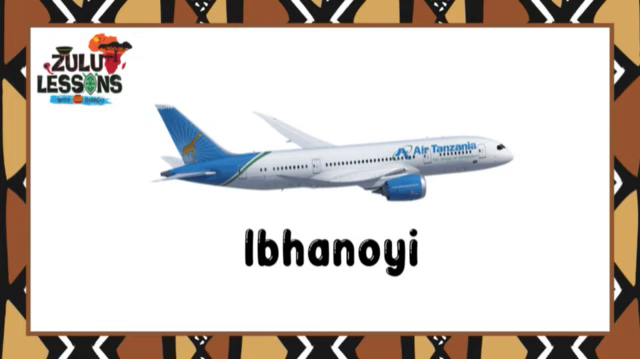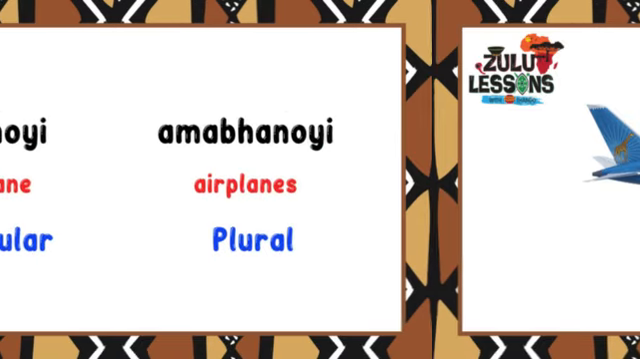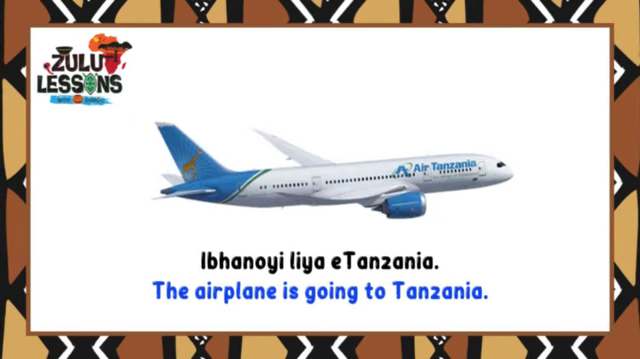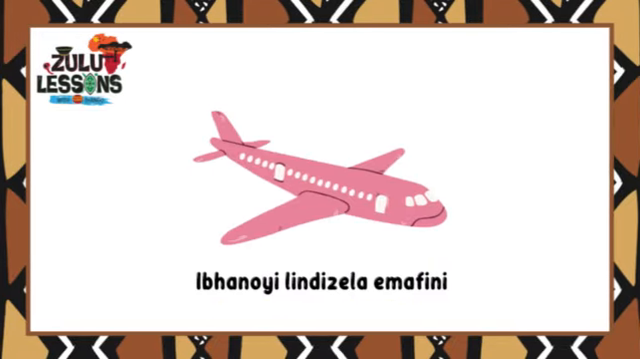An aeroplane is ibhanoyi. The plural is amabhanoyi. Let's make a sentence example. Ibhanoyi liya eTanzania. The aeroplane is going to Tanzania. Or we could say, ibhanoyi lindizela emafini. The aeroplane is flying up in the clouds.